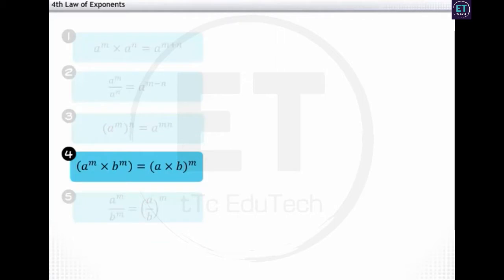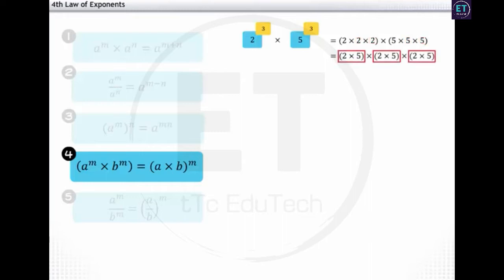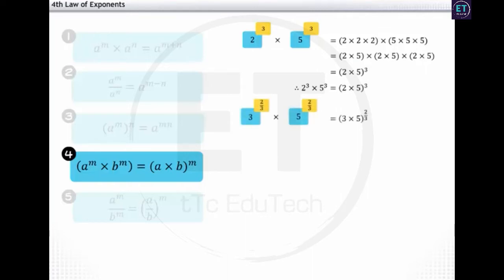Let's verify the fourth law of exponents. Consider this example. Let's consider another example. The exponent 2 upon 3 is common. Hence, we can multiply the bases. The answer is 15 raised to 2 upon 3.